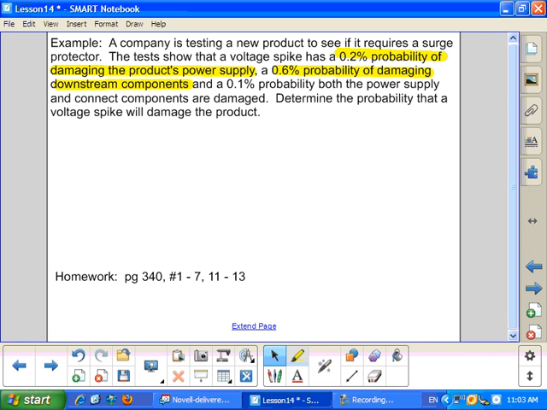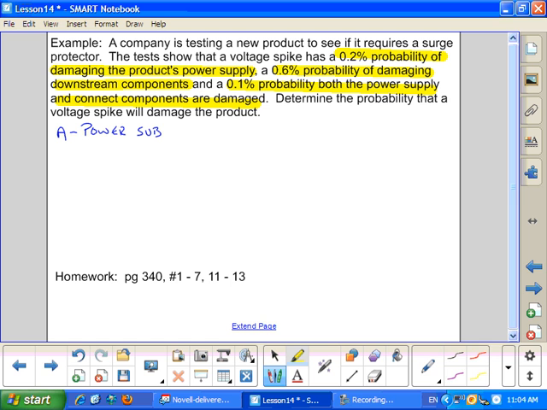So that means that if there's a voltage spike and your computer is hooked into the wall, the same circuit as, say, your printer, there's a 0.6 probability that your printer will get fried. And finally, there is a 0.1%, so they're giving us a third probability here, that both the power supply, your computer, and the printer are damaged. So in this particular question, there's overlap, okay? So we are looking at a non-mutually exclusive event. So let's set up our sets to begin with. The power supply will be set A.